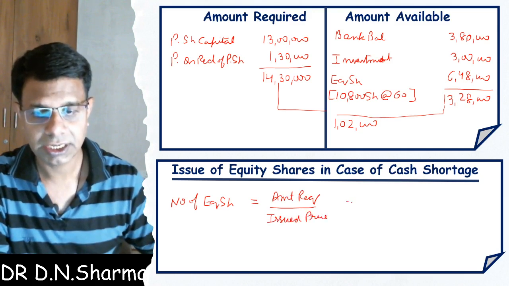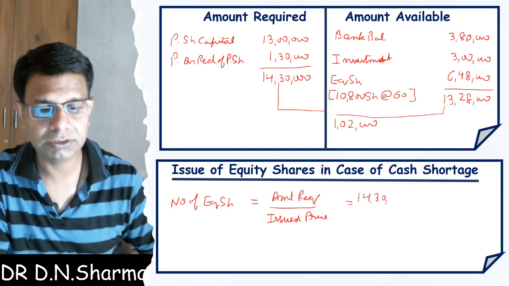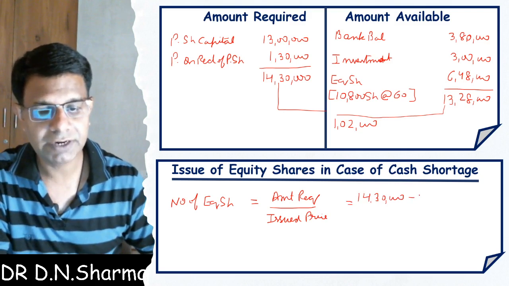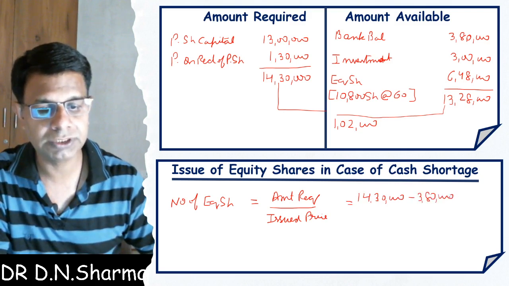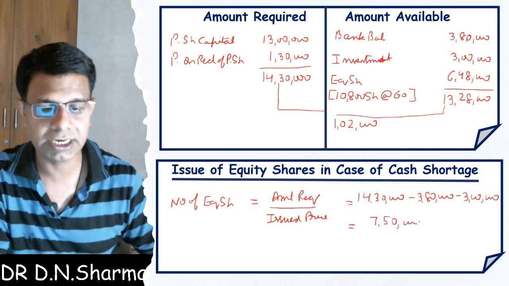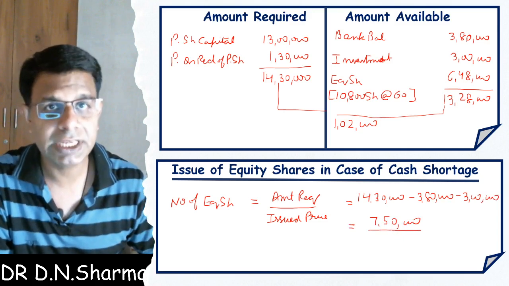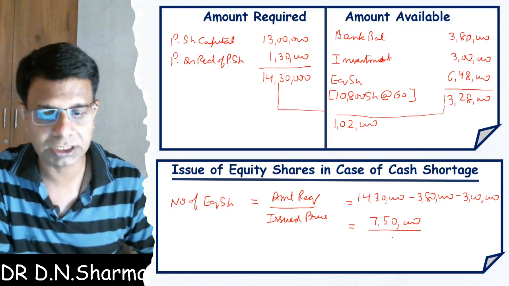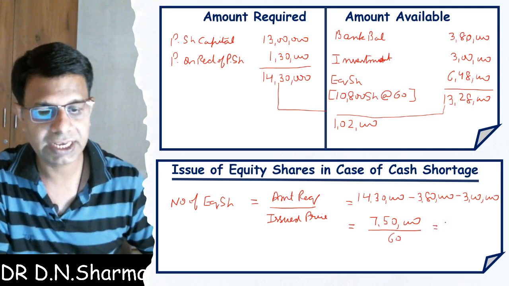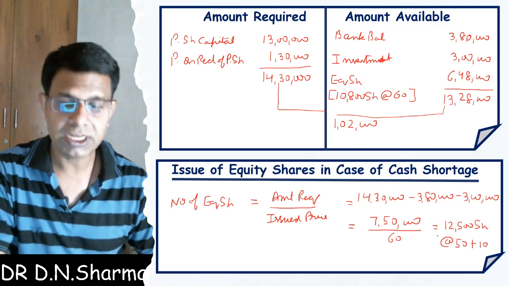Here the amount required is 14,30,000 that we require for redemption, after deducting 3,80,000 because we use this from bank account, and after selling 3 lakh rupees investment, the amount required by the company is 7,50,000. This 7,50,000 we get by issue of equity shares, and from each equity share we get 60 rupees. So we divide with the issued price, and we get 12,500 shares issued at the rate of 50 plus 10 rupees. Now we do the correct adjustment.